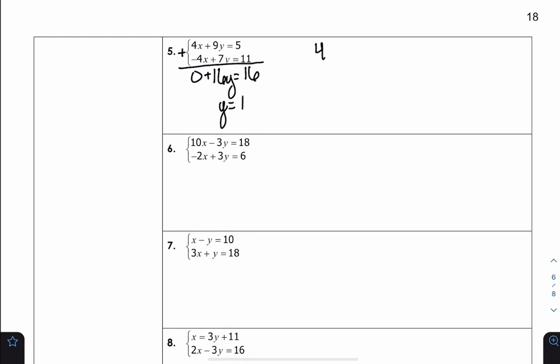We can now plug this back into another equation to do 4x plus 9 times 1 equals 5. 4x plus 9 equals 5. Minus 9, minus 9. 4x equals negative 4, meaning that x equals negative 1. So our final solution to this system is negative 1, 1.